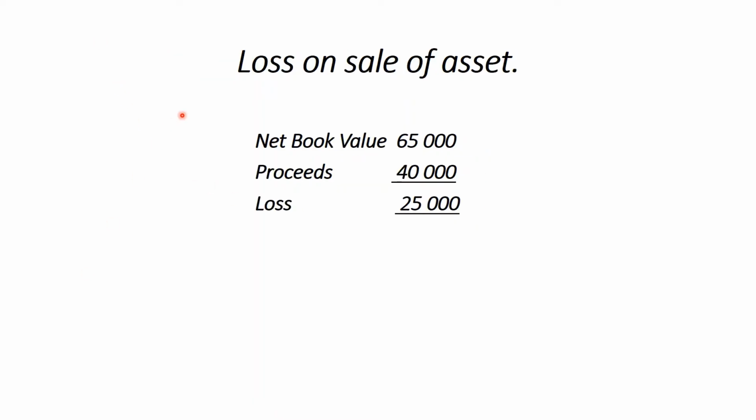So let's look at the next working. Our next working is the loss on sale of asset. To get that, we take the net book value of 65,000. At this stage, you may want to look back and see these in the additional information. Proceeds 40,000, and we get the loss of 25,000.